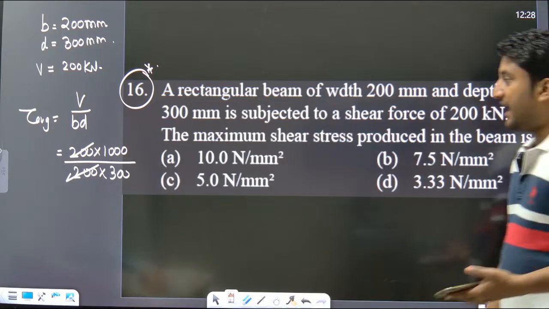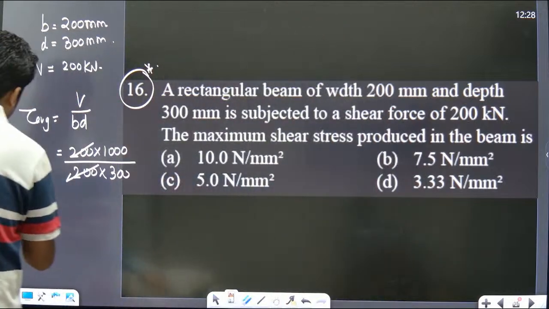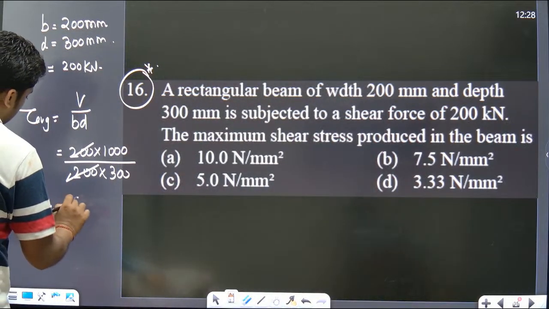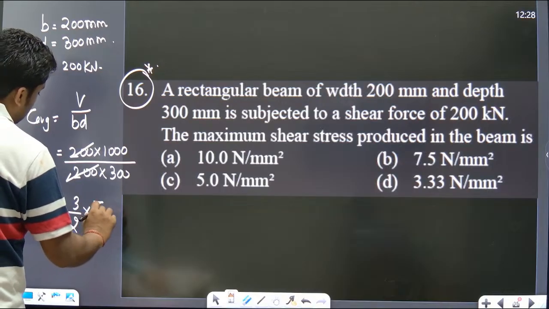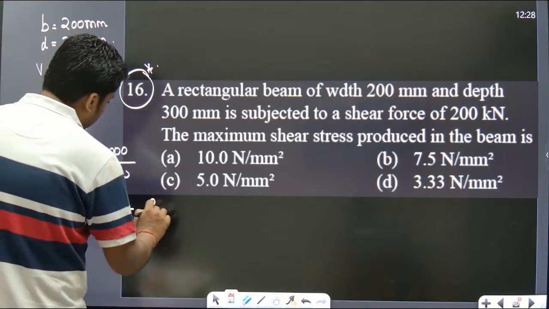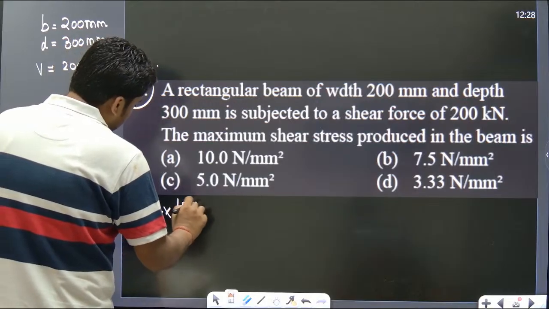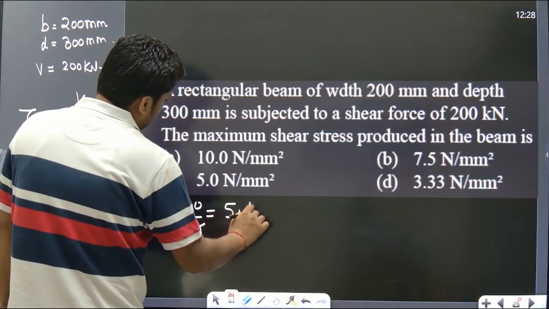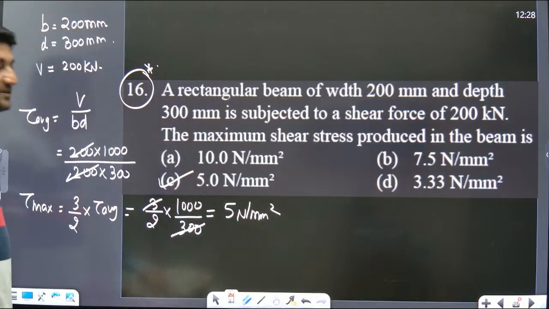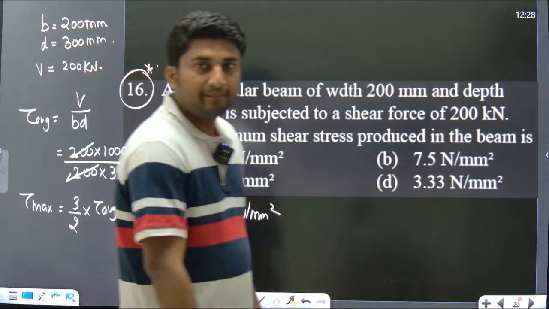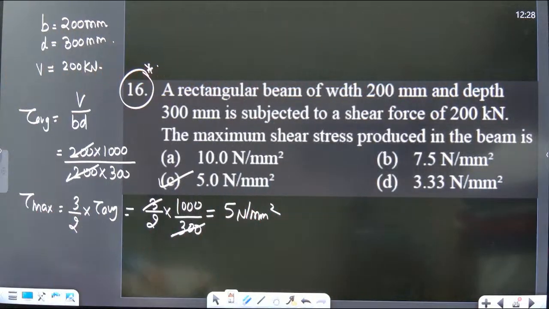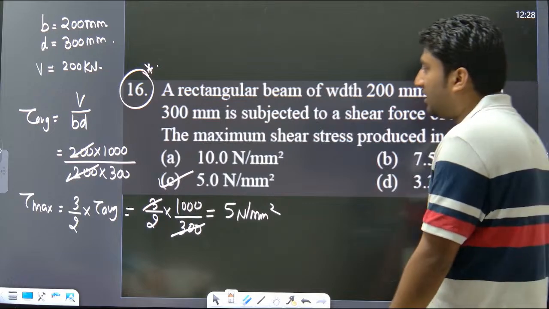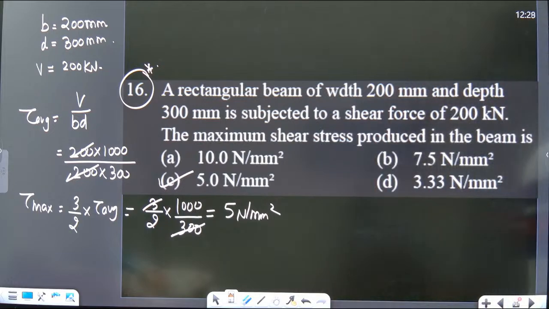Newton per mm square, and we know that in a rectangular section the maximum shear stress is 3 by 2 of tau average. This will be computed as 3 by 2 of 1000 divided by 300. So this is 5 Newton per mm square. So without a calculator you will get the answer as option C. Understood? If this is a rectangular section, the value is 3 by 2.